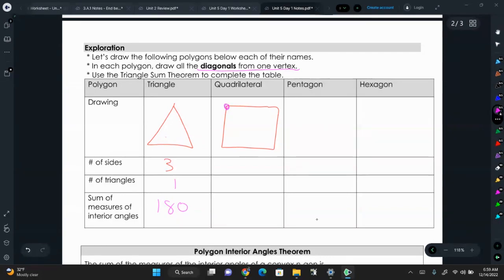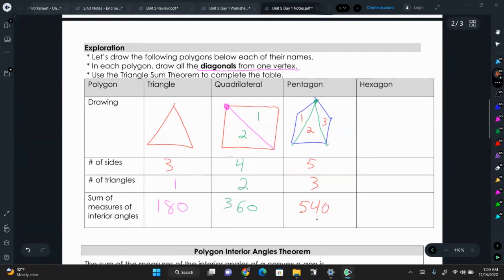Now, if we had a quadrilateral, we can create one diagonal from this point. And now we have two triangles. So it's four sides, two triangles. Each triangle is 180 degrees, so there's a total of 360 degrees in a quadrilateral. Now a pentagon, we pick one of the vertices and draw any diagonals. This gives us 1, 2, 3 triangles. So 5 sides, 3 triangles, 540 degrees.